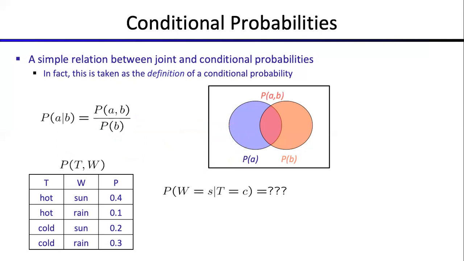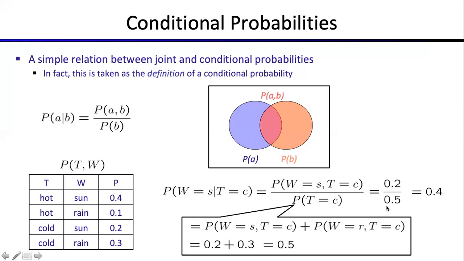so what do you think the value will be? The probability of W is equal to S, S is sunny, given that T is cold. Please go ahead and try to find out. So this would be, Ali said it is 0.2 and 0.5. Anyone else? 0.4. Okay, so you get roughly the same thing that Ali said.